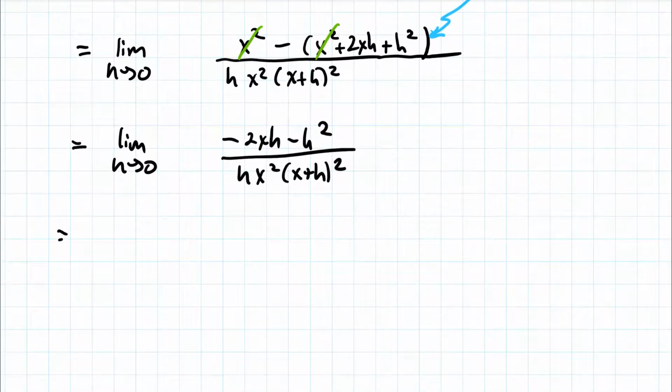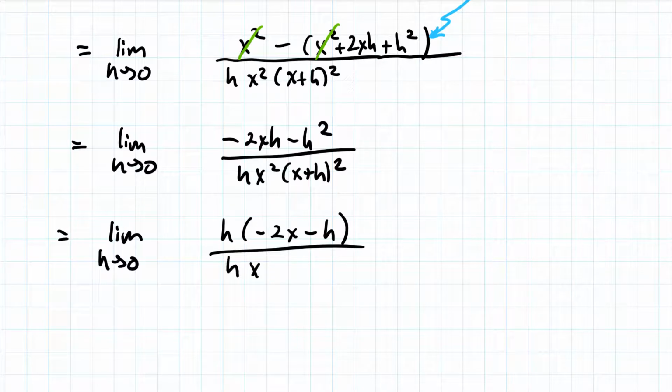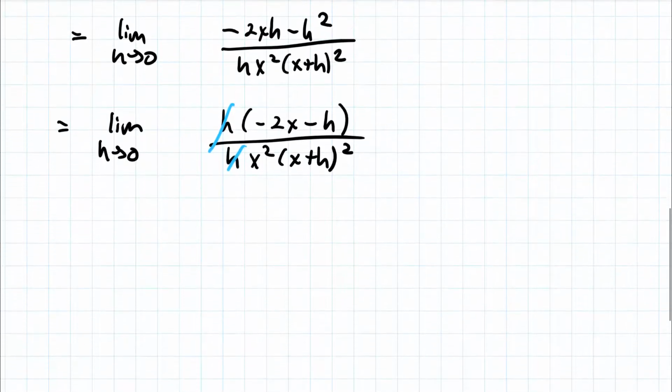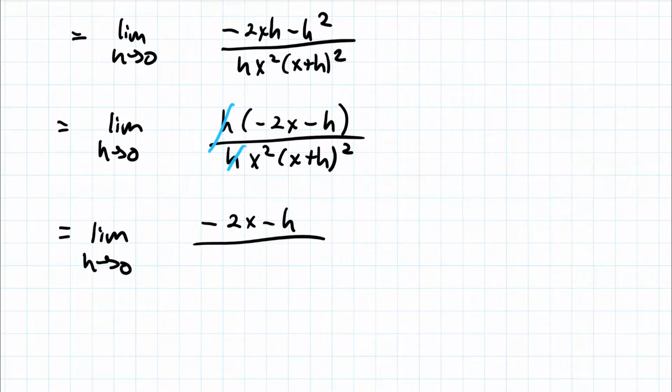And we can factor out an h on the top, so let's do that. So it'll be h times (minus 2x minus h), all over h times x squared times (x plus h) squared. At this point, the h's cancel, and that's good news. So we have the limit as h goes to 0 of (minus 2x minus h) all over x squared times (x plus h) squared. And this is now at a point where we can just eyeball the answer.